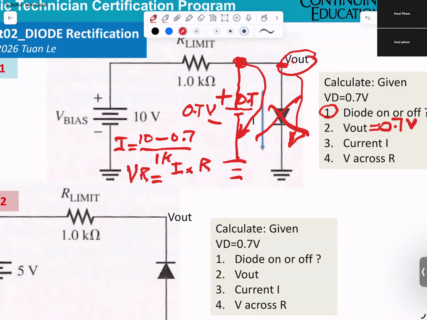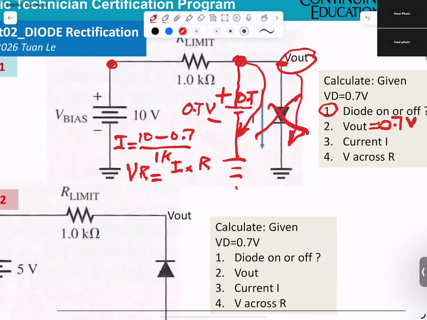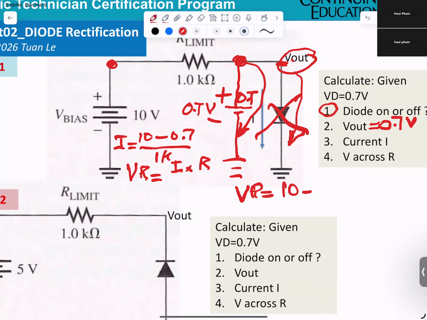Or you can do it this way. This is the voltage 10 volt. This is the voltage 0.7. VR equals 10 minus 0.7, which is 9.3.